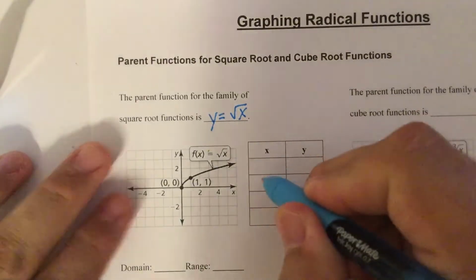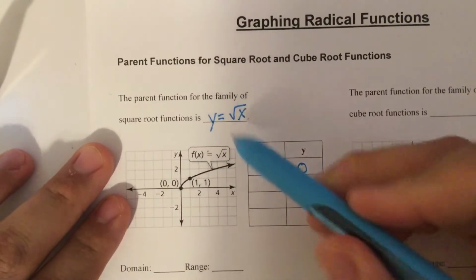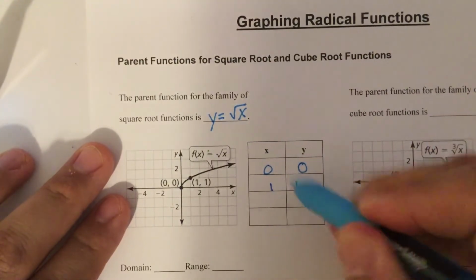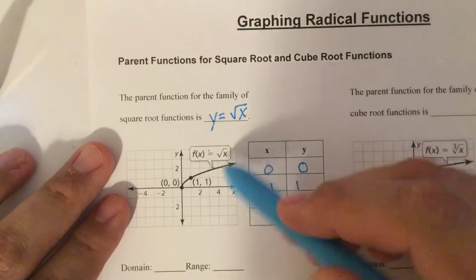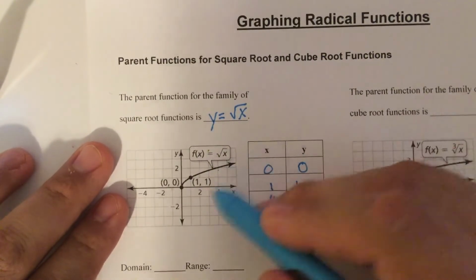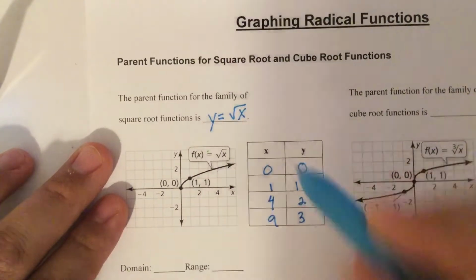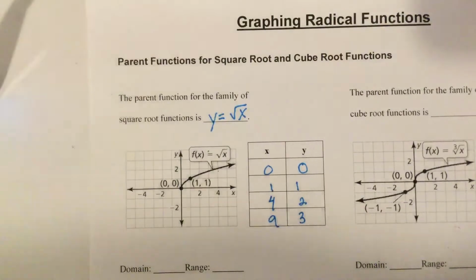You'll notice when x is 0, the square root of 0 is 0. Right? The square root of 1 is 1. The square root of 2 is not a nice number, so we go to the next perfect square, which is 4. The square root of 4 is 2, and then the square root of 9 is 3. So you always want to try and do your perfect squares. Those will be your best bets because they have nice numbers.